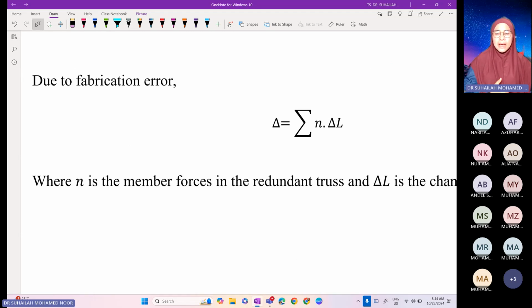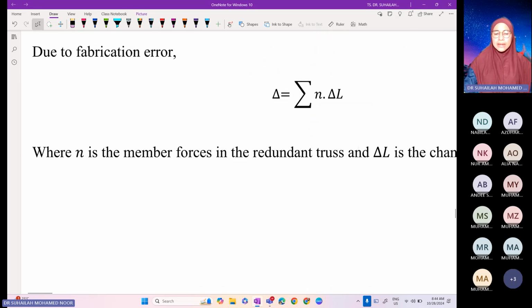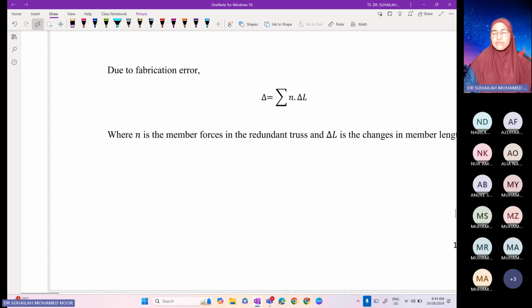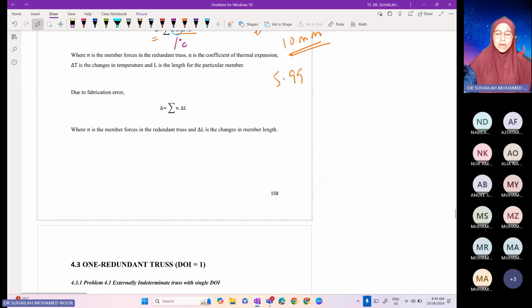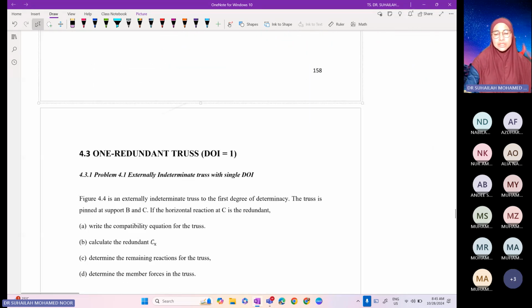Due to fabrication error, it is just delta L. Delta L yang kita kena kali dengan nilai member force for the redundant system, N tu. Atas pun ada N tu, bawah pun ada N. Okay, so yang ni untuk fabrication error. So simpler lah than yang temperature changes.